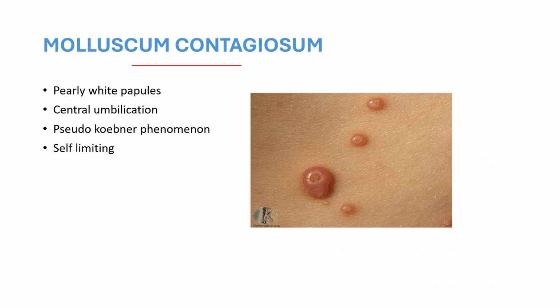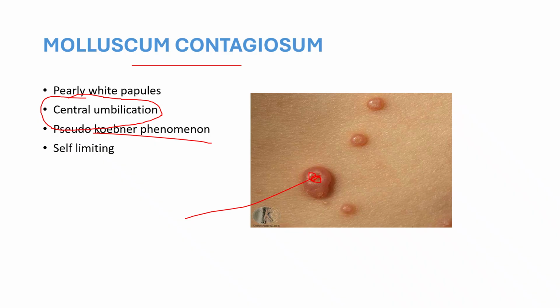Another viral infection is molluscum contagiosum. It's a type of pox virus, okay, molluscum contagiosum virus. And the classic feature is central umbilication. Pearly white papules with central umbilication. This is what you call a central umbilication. And it shows pseudo-Koebner phenomenon. So you have known Koebner phenomenon.